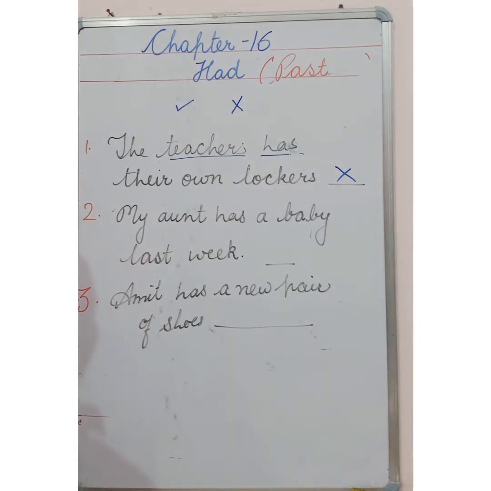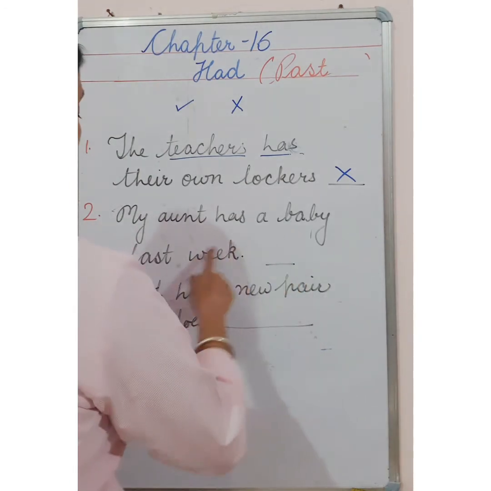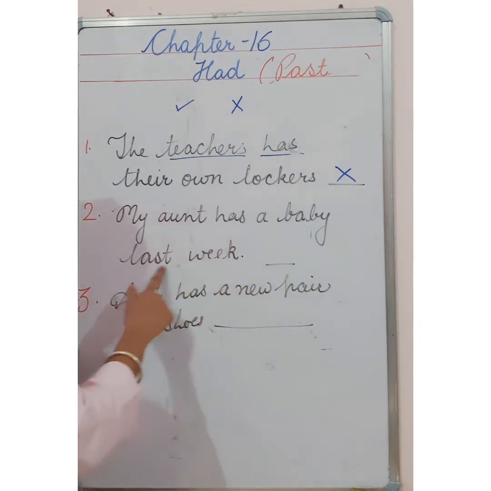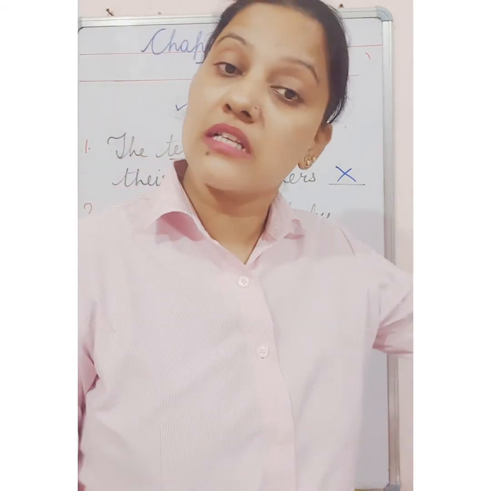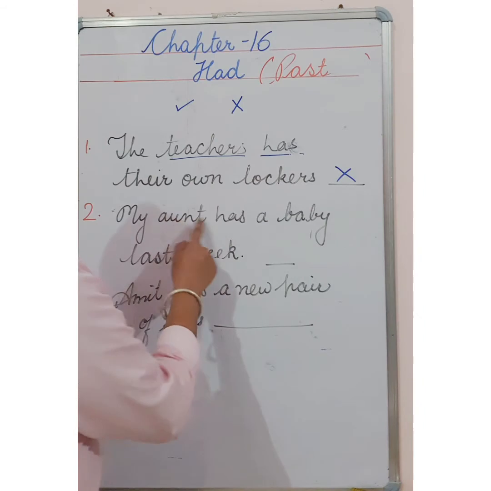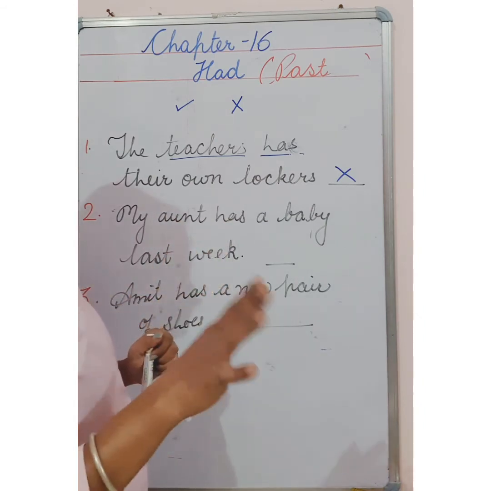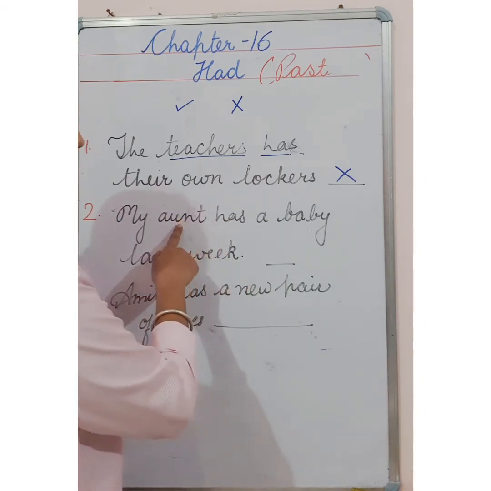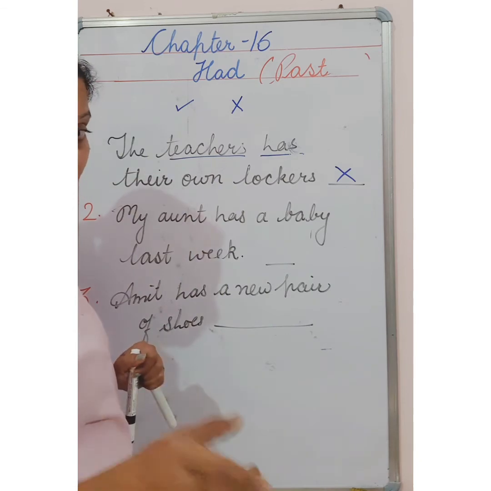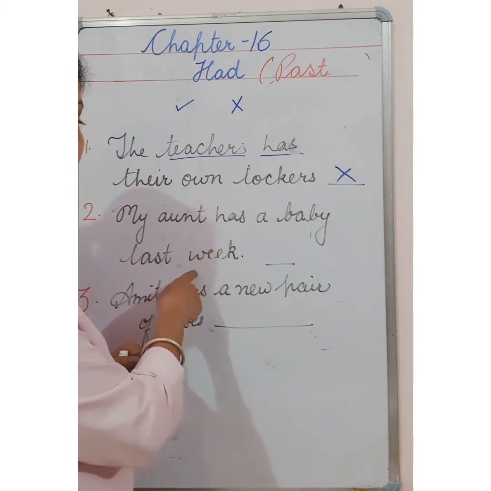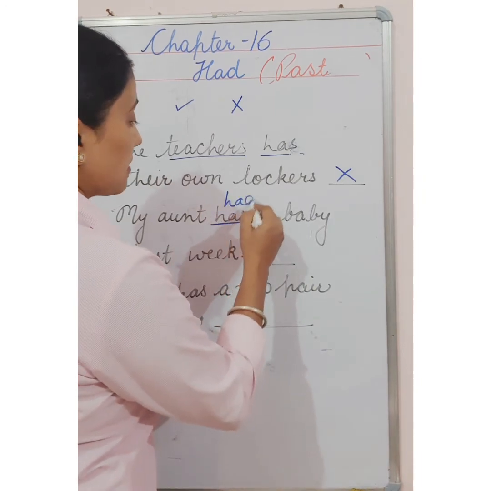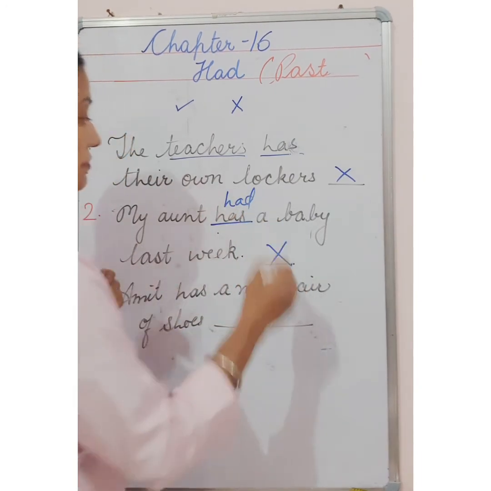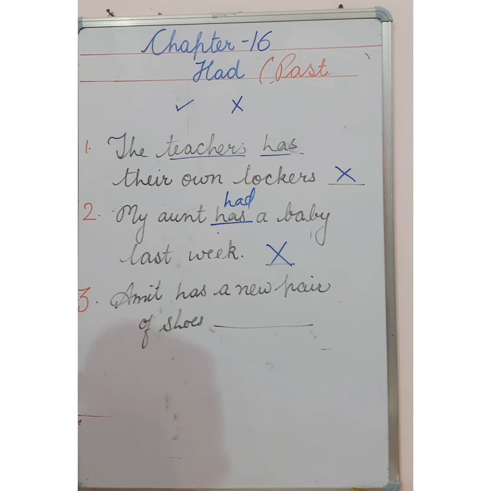Next, my aunt has a baby last week. Now see here last week is given. It means we are talking about the time which is gone. Last week is gone. And my aunt has. Aunt is a singular noun, they have used has here. But it is not present form. We are talking about the past form. So what should come here? Had. So this is again wrong because had will come here.